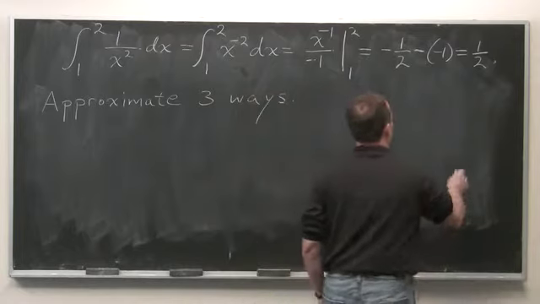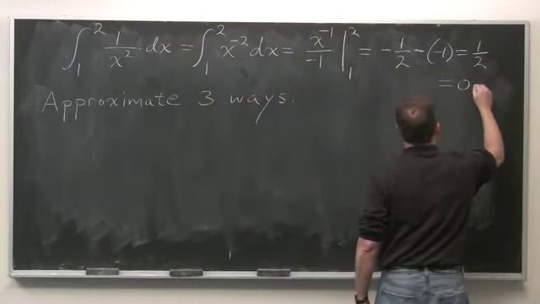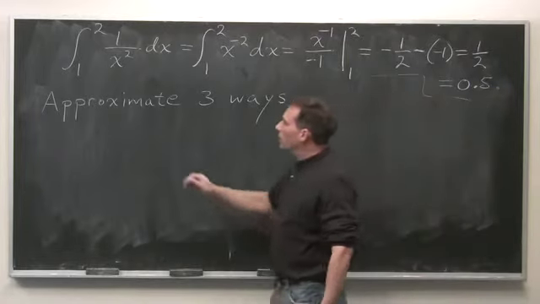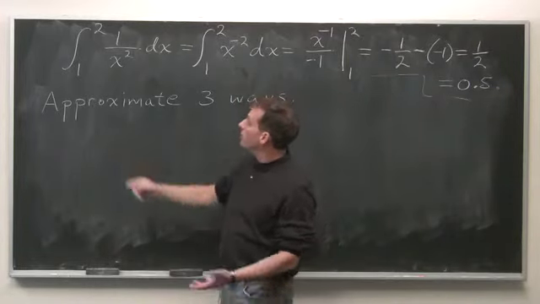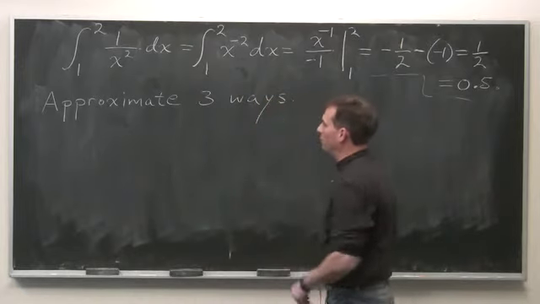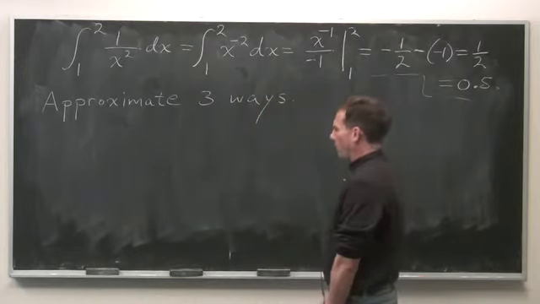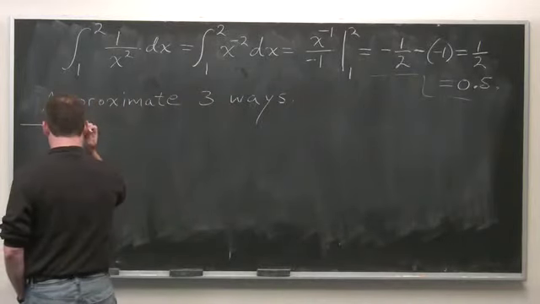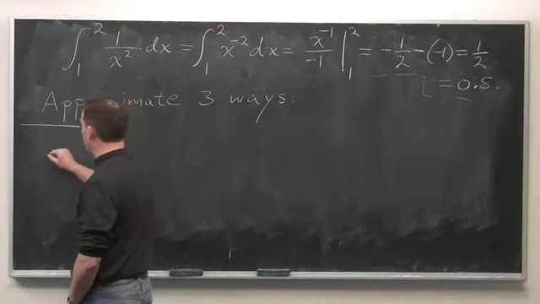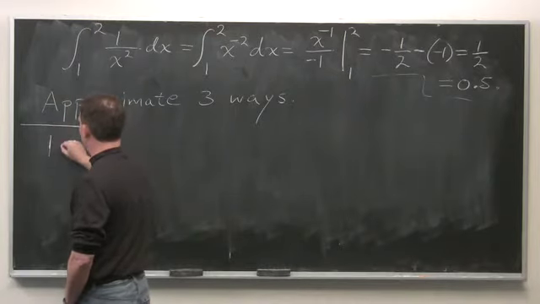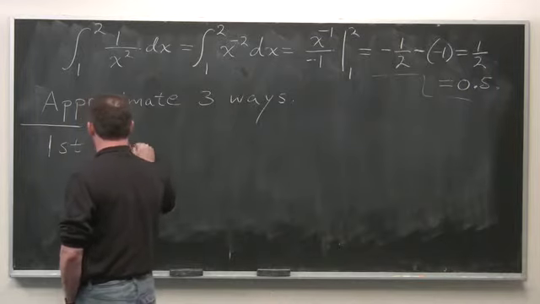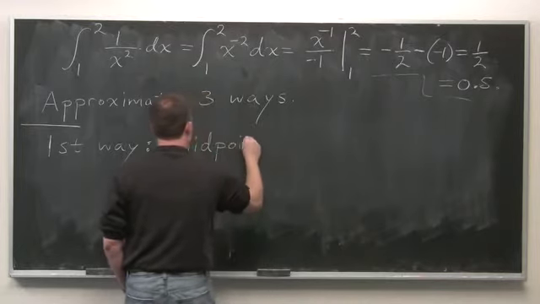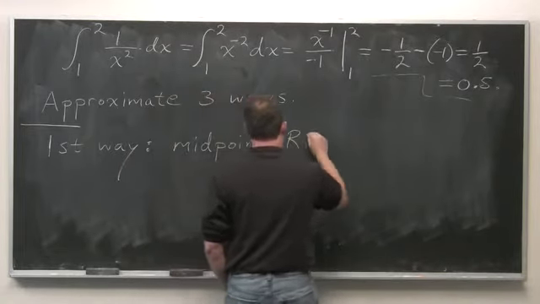In fact, it seems silly, but let me go ahead and write that as 0.5 because we're going to get decimal approximations from our 3 different methods, and we'd like to compare them with this decimal. That's the exact answer. All right, how can you approximate this? Well, one way is with midpoint Riemann sums. So the first way that we're going to look at: midpoint Riemann sums. All right.